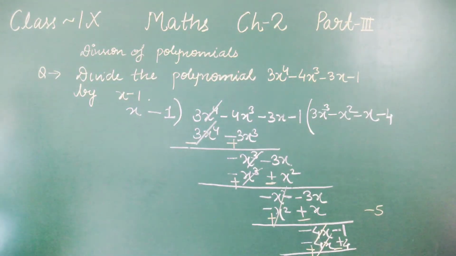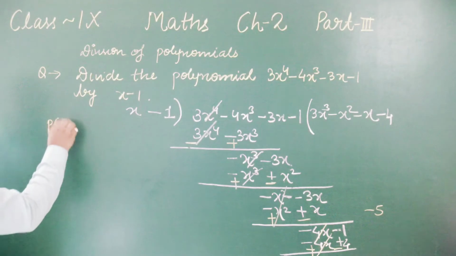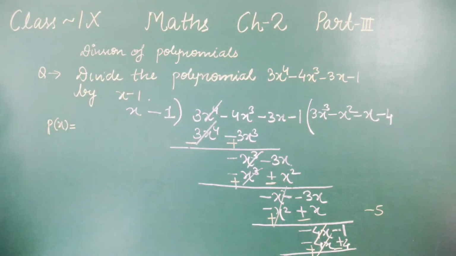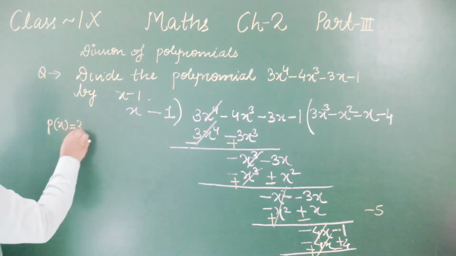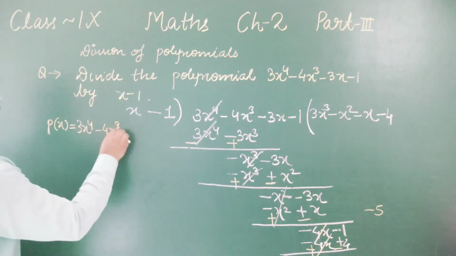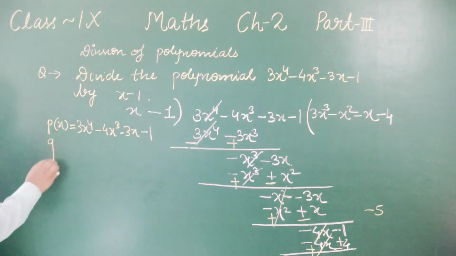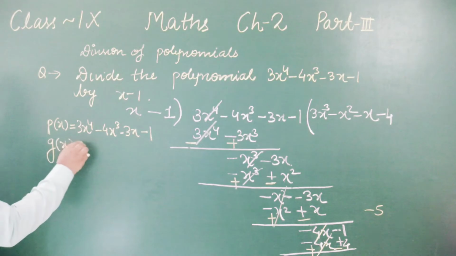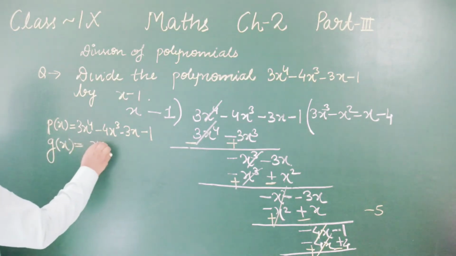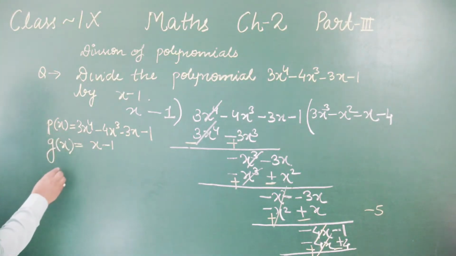Okay, so in this division, the polynomial which is to be divided should be represented by px, and that px is 3x to the power 4 minus 4x cube minus 3x minus 1. By what polynomial have we divided it? We have divided it by x minus 1. That should be denoted by gx, that is the divisor. This is the dividend, this is the divisor.